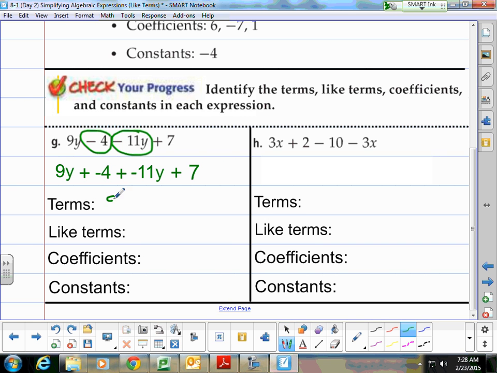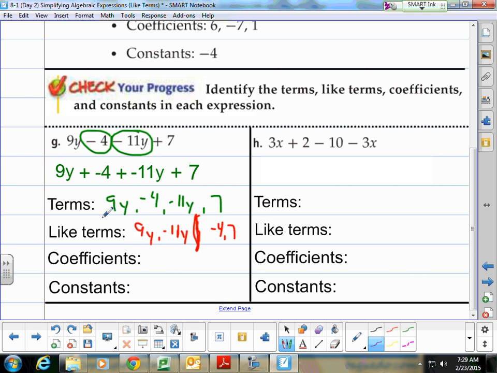So we have our terms of 9y, -4, -11y, and 7. Our like terms are the terms with the variables. So 9y and -11y are alike, whereas, I'm going to make a line here to separate them for now, -4 and 7 are alike because they don't have a variable attached to them, they're constants.